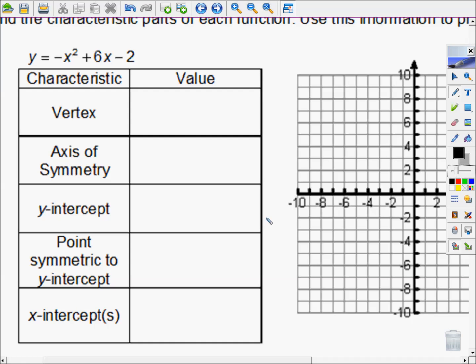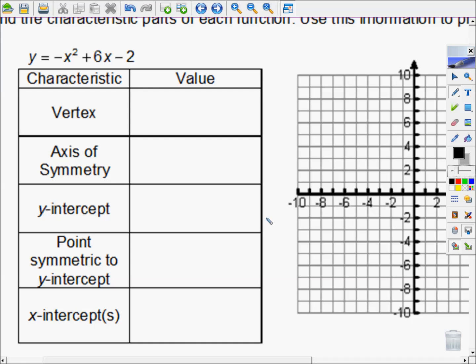So negative 3 times 9 plus 18, that's 27 minus 2 is 25. It's already in standard form. So the axis of symmetry is x equals negative b over 2a, and then x equals 3.